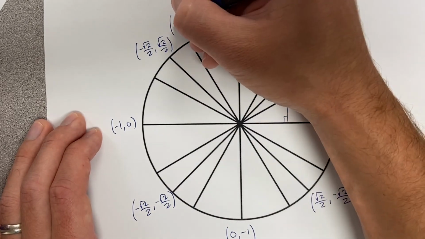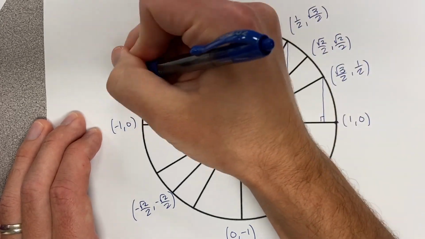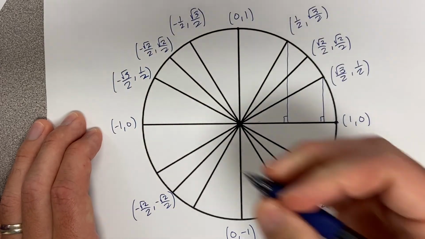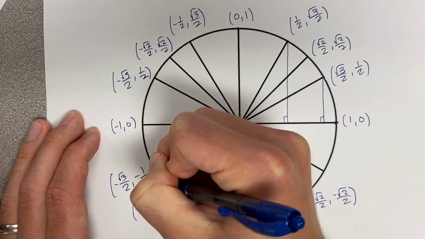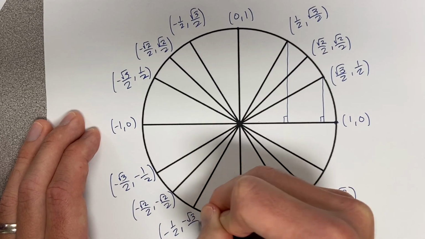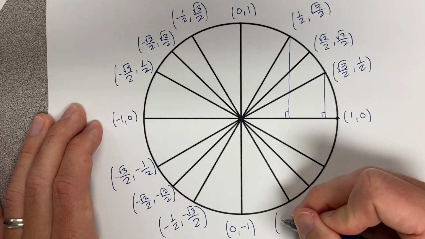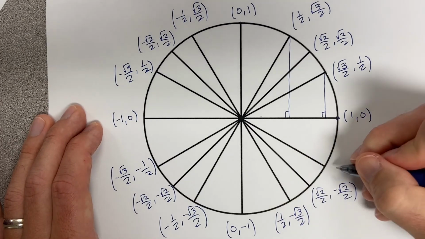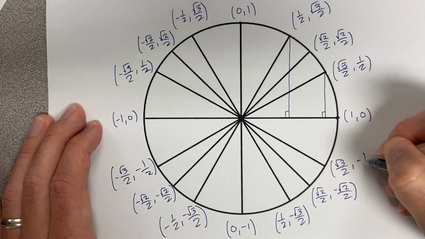So this one is negative 1/2, square root of 3 over 2. This one's negative square root of 3 over 2, 1/2. And negative square root of 3 over 2, negative 1/2. And negative 1/2, negative square root of 3 over 2. And this one would be positive 1/2, negative square root of 3 over 2. And this one would be positive square root of 3 over 2, negative 1/2.